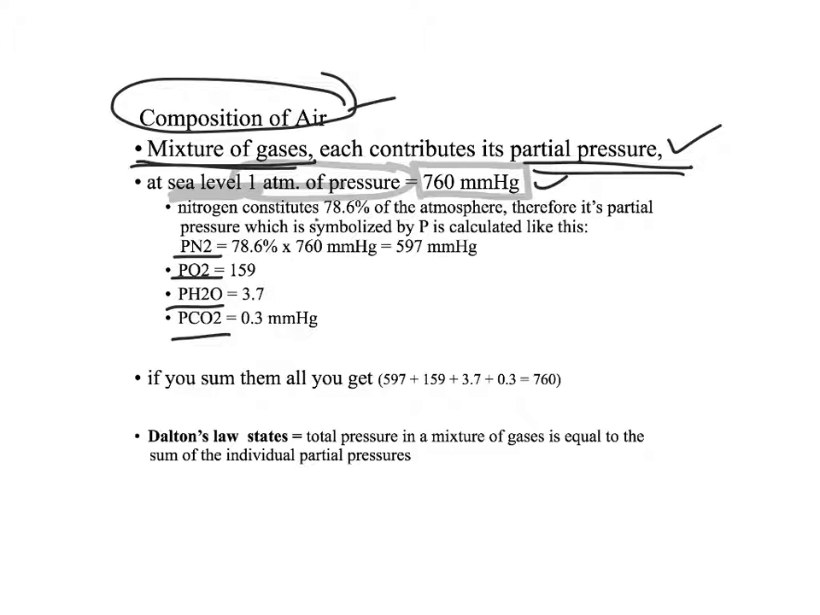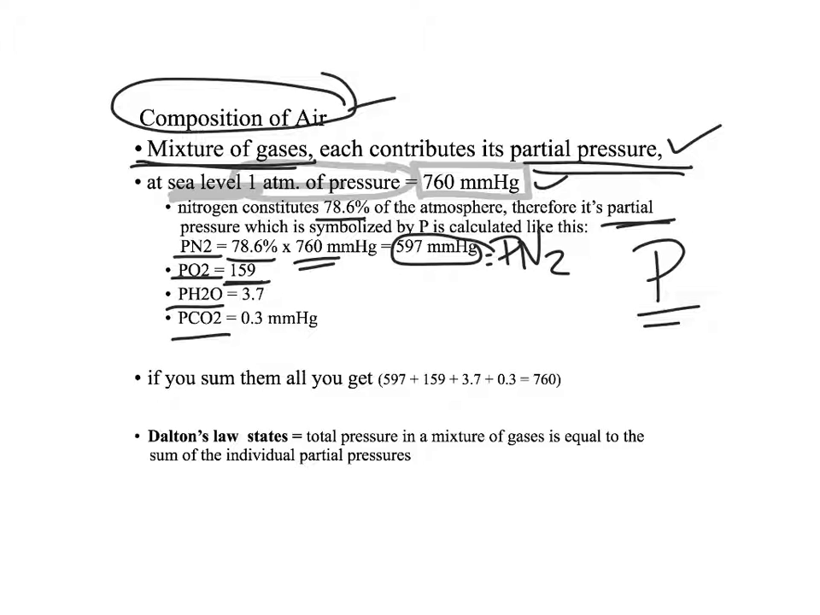So nitrogen is 78.6% of the gas in the atmosphere. So its partial pressure is 78.6% times 760 millimeters of mercury. So we get that the partial pressure of nitrogen gas is 597 millimeters of mercury. They symbolize partial pressure with this P in front of the gas. Now you don't have to calculate it. I just want you to see where it's coming from.